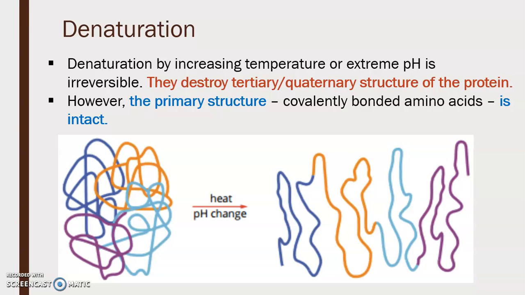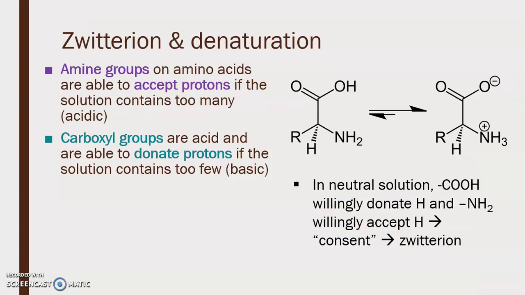But in the process of denaturation, the primary structure, basically the covalently bonded amino acids, is intact. So extreme temperature and pH don't really destroy the sequence of amino acids in the polypeptide chain, but they do change the shape of that protein, sometimes completely destroy the shape of protein, and therefore render them basically useless. So that's denaturation. Okay.